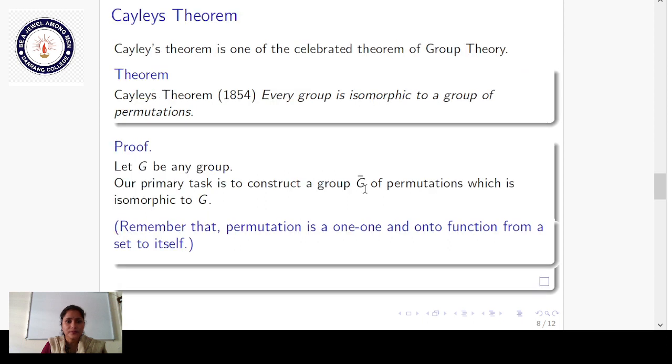Now there are lots of examples in your book, and there are some interesting properties of isomorphism which I will discuss in the next video.